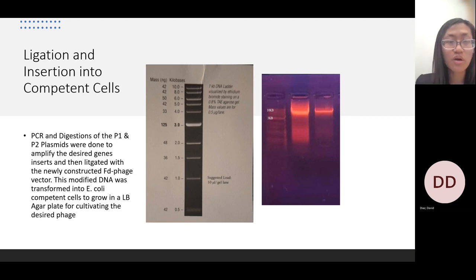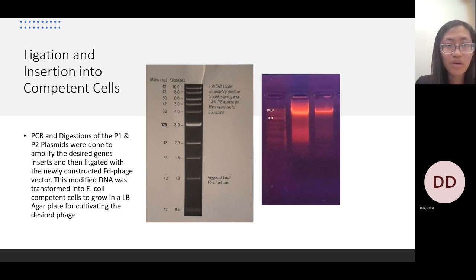Right here, as you can see in the first well, this has our dye, our DNA ladder to be exact. The base pairs that we were looking for is actually 9,000 kb. So as you can see in the DNA ladder key right here, it's going to be in between, as you can see on the ladder itself, just a very rough estimate, right between there, 9,000 kb.